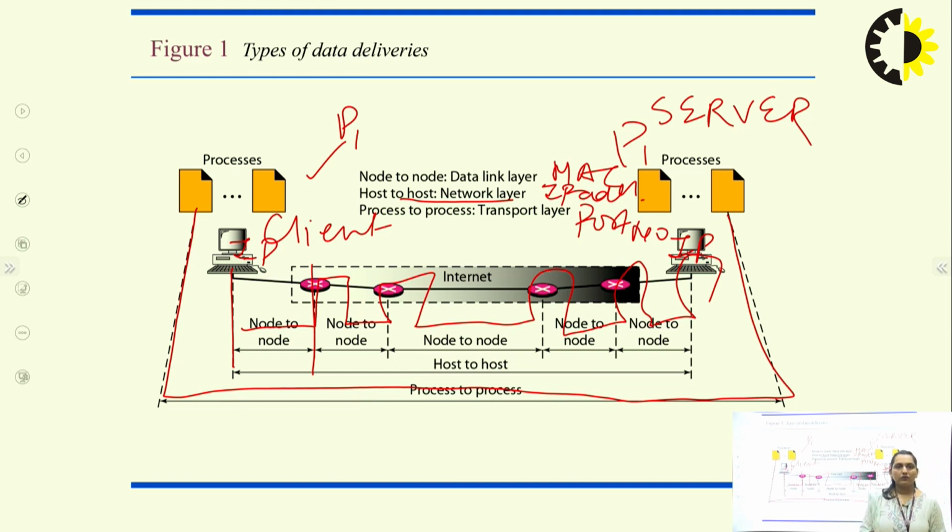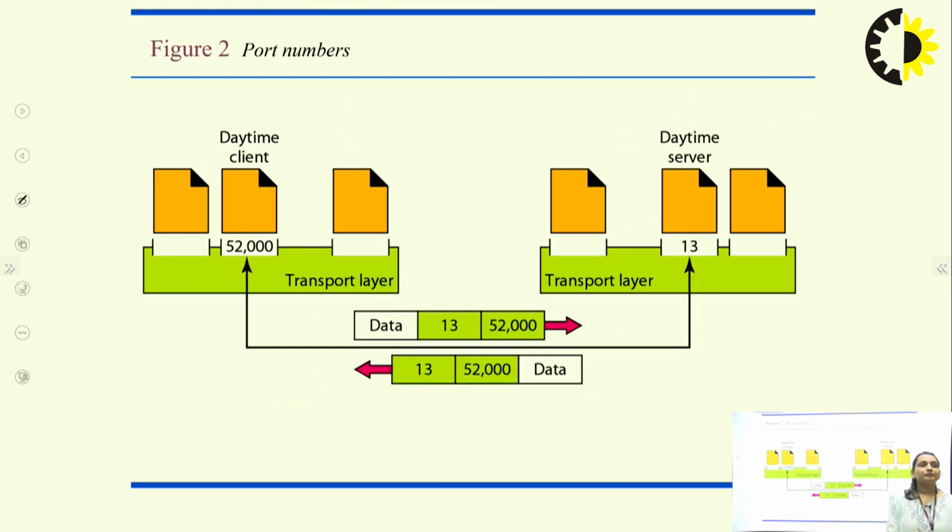Similarly here, we are delivering a message from source to destination by using the MAC address, the logical address, the physical address, and the port number. So this is a port number.